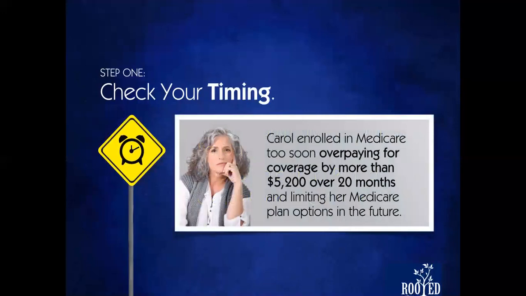Our case study for this step is a woman named Carol. Right before she turned 65, Carol is very fearful of incurring late enrollment penalties. So she went ahead and enrolled in Medicare Parts A, B, and D when she turned 65. But she also kept her husband's large employer group health plan with creditable drug coverage. Essentially what this means is that Carol enrolled unnecessarily in Parts B and D, paying almost $5,200 for duplicative coverage that she never used.